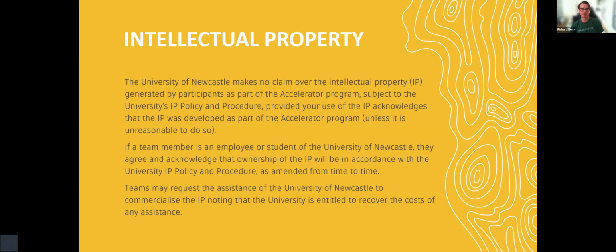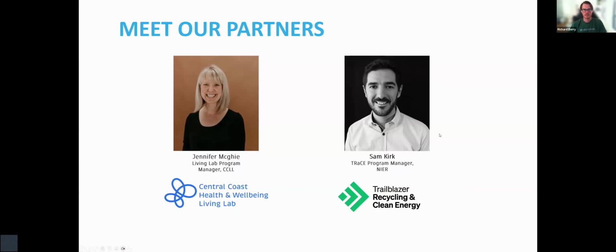And finally, teams may request the assistance of the uni to commercialize the IP. And if you do, the university is entitled to recover the cost of any assistance. That does not mean your participation in the program. That may mean other things like engagements with researchers through different initiatives through a team. But effectively, taking part in our program does not open you up to the university having any claim on your IP unless you're a student or researcher, in which case it's a conversation with us and we can work out where you stand.